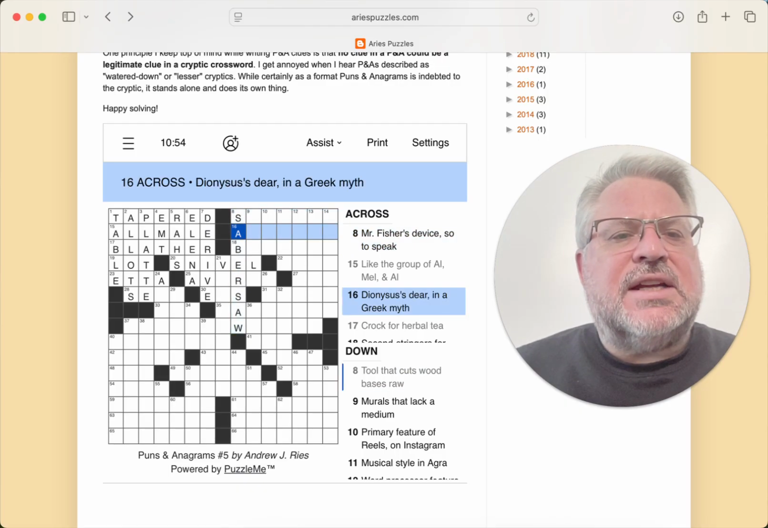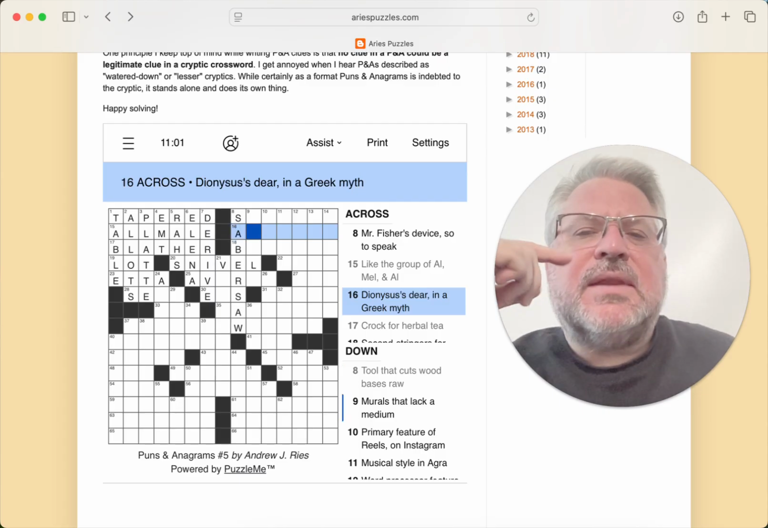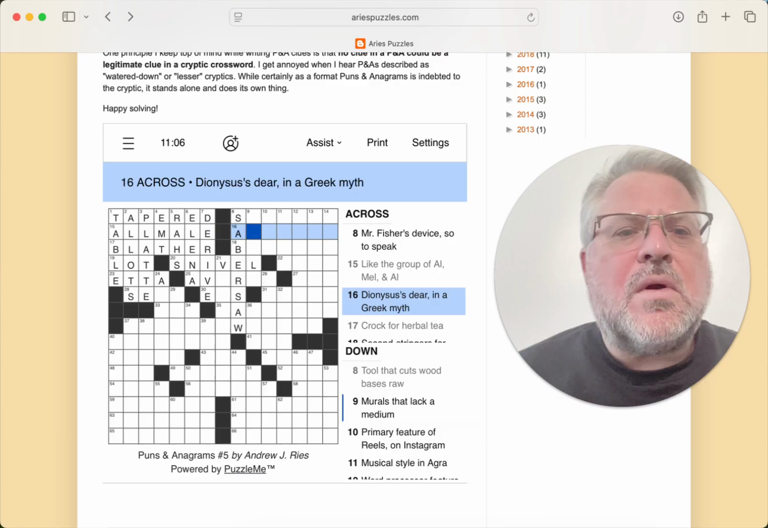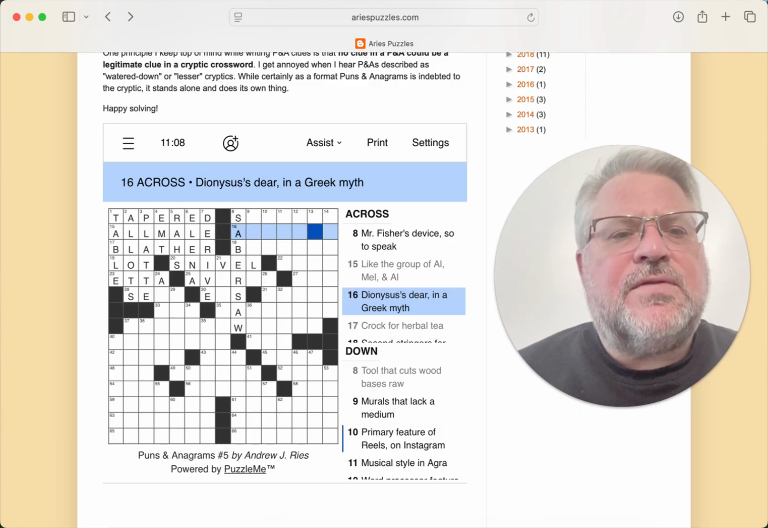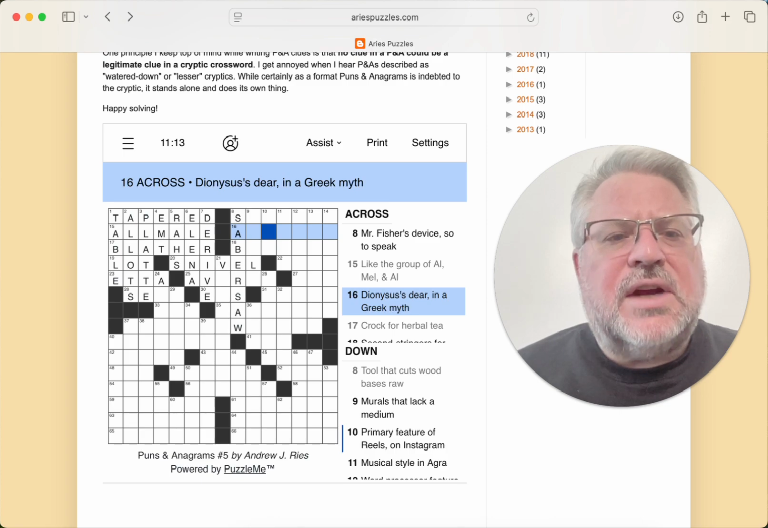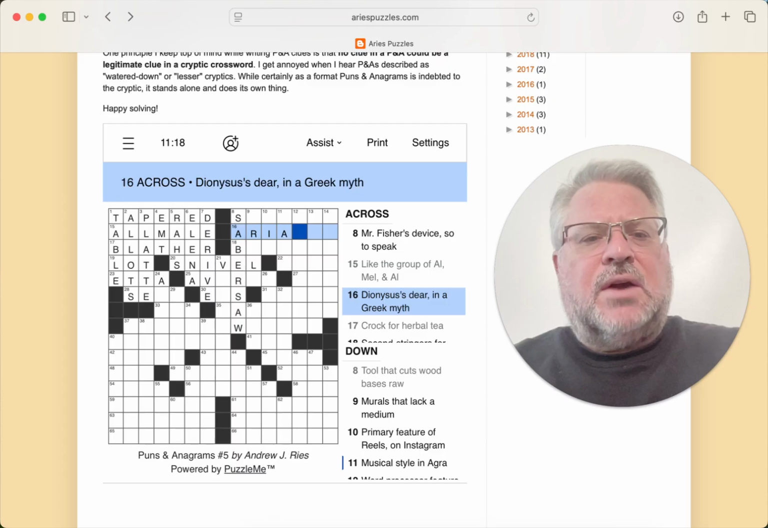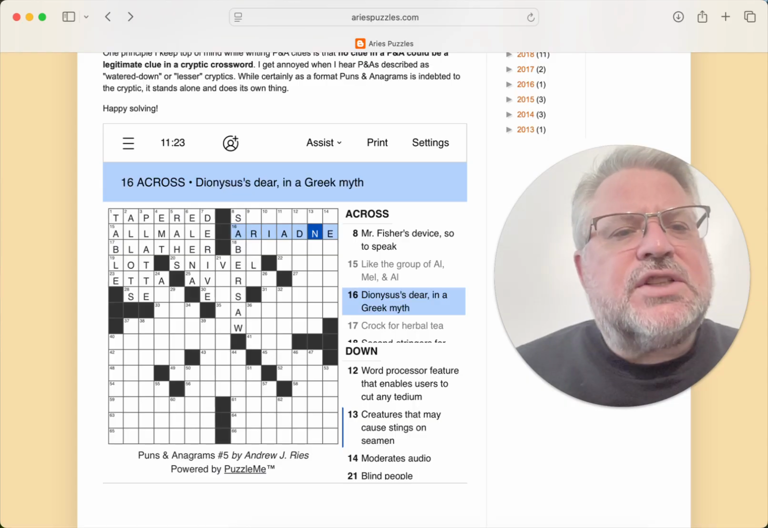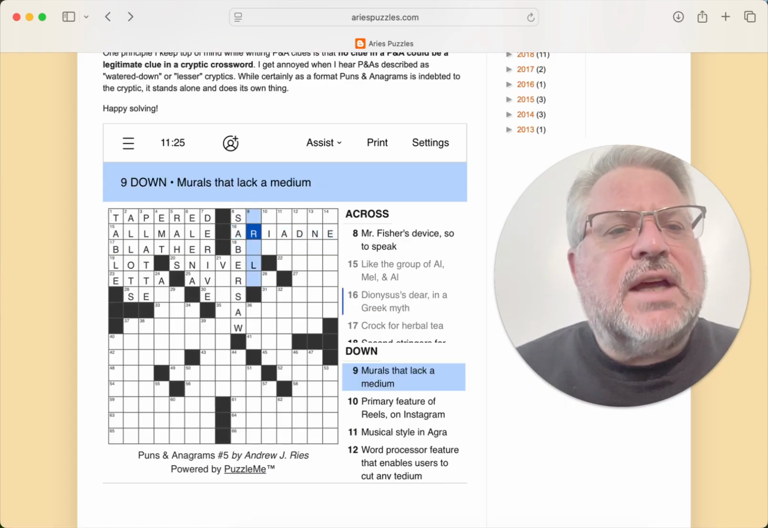16 across, Dionysus's deer in a Greek myth. Was Ariadne related to Dionysus? I don't know. Ariadne, that would fit. I think deer in a, D-E-A-R-I-N-A, would be an anagram of Ariadne, so I'm just going to have to guess that Ariadne had some kind of connection to Dionysus.